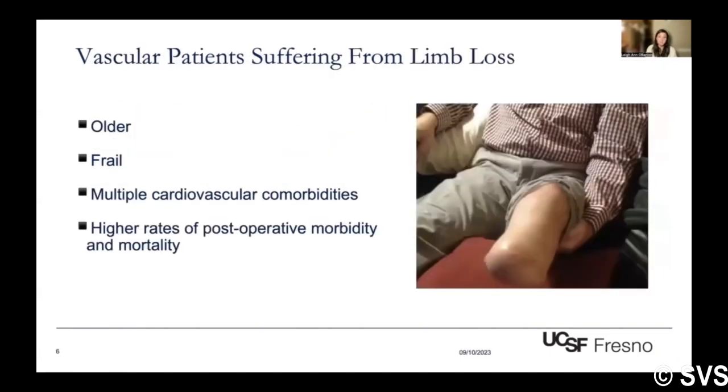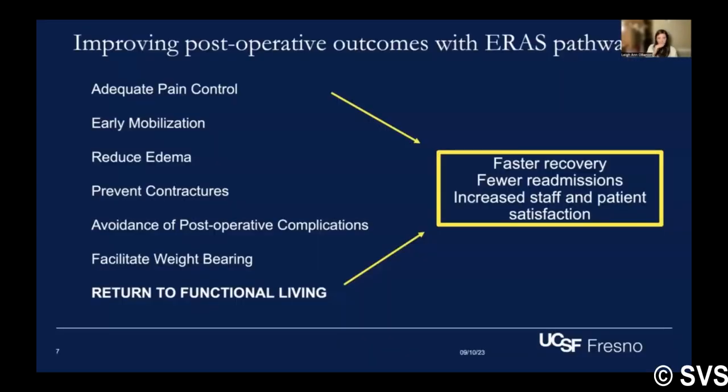Vascular patients specifically who are suffering from major amputation are typically older, frail, with multiple cardiovascular comorbidities and higher rates of postoperative morbidity and mortality. And thus they deserve a little bit more special attention than, let's say, the young trauma patient or the person who's losing their limb due to a sarcoma who has minimal comorbidities. Improving postoperative outcomes really boils down to utilizing ERAS pathways.